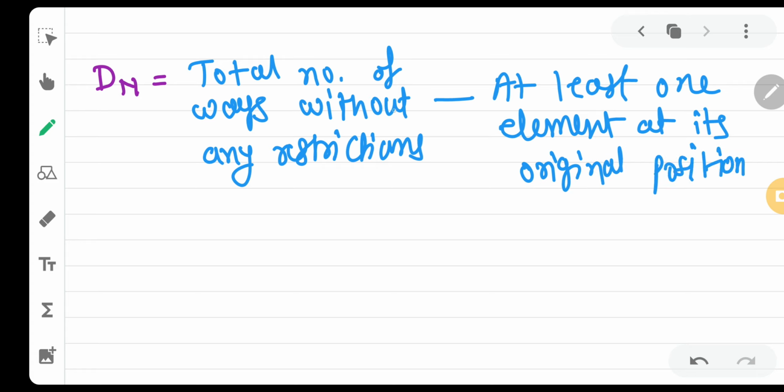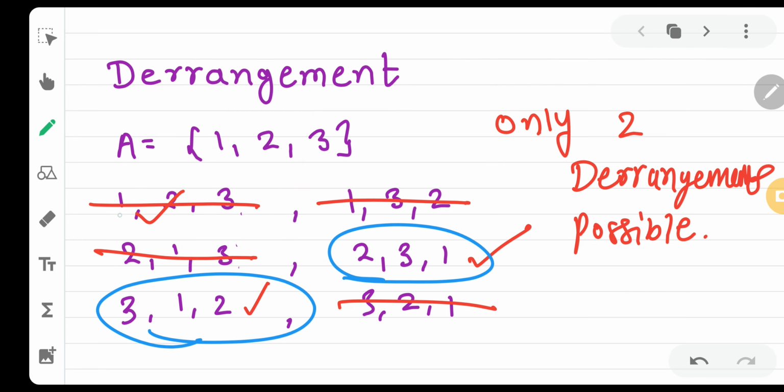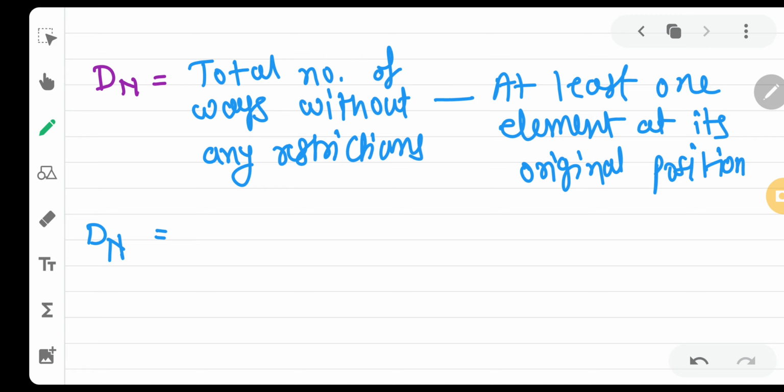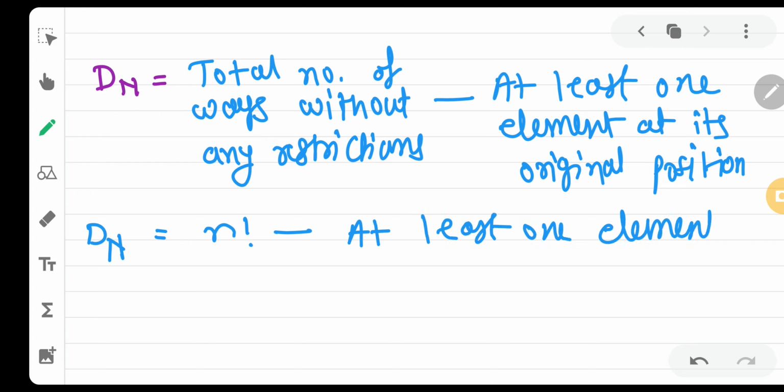Okay, so total number of ways without any restriction. What does that mean? This is derangement of n objects. You can call this d of n or dn, however you like it. Total number will be very simple, which we had already seen over here. Total number is 1, 2, 3, 4, 5, 6, which was nothing but 3 factorial, which was 6, means n factorial. Total number of ways of arranging n objects without any restriction will be n factorial minus at least one element at its original position. So let me write this down as at least one element at its original position.